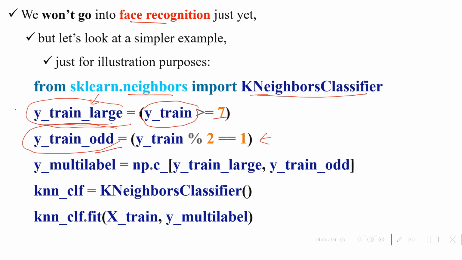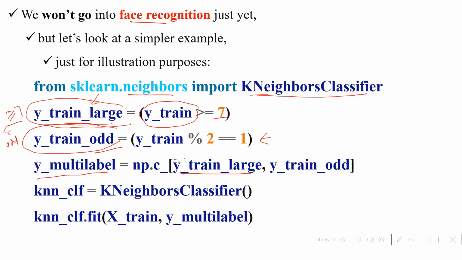Okay, so here we check whether the given number is greater than or equal to 7 or not, and whether the given number is odd or not. Like that, we are giving two class labels for the given input. So y_multilabel equals np.c_. Okay, we are going to give all the class labels.